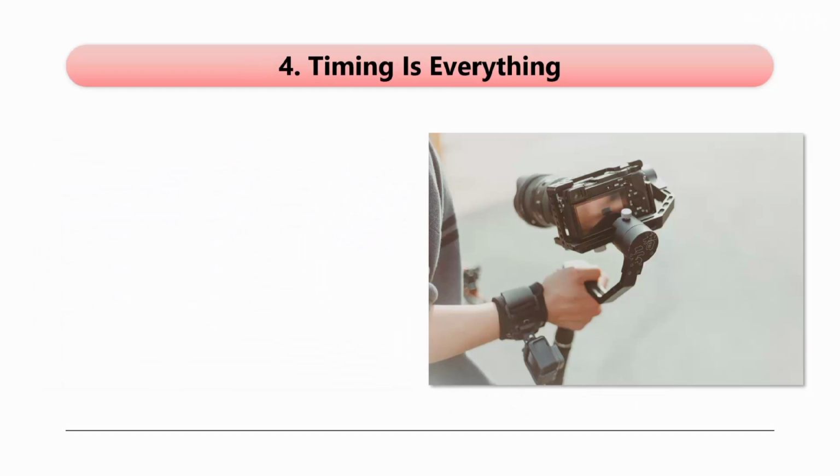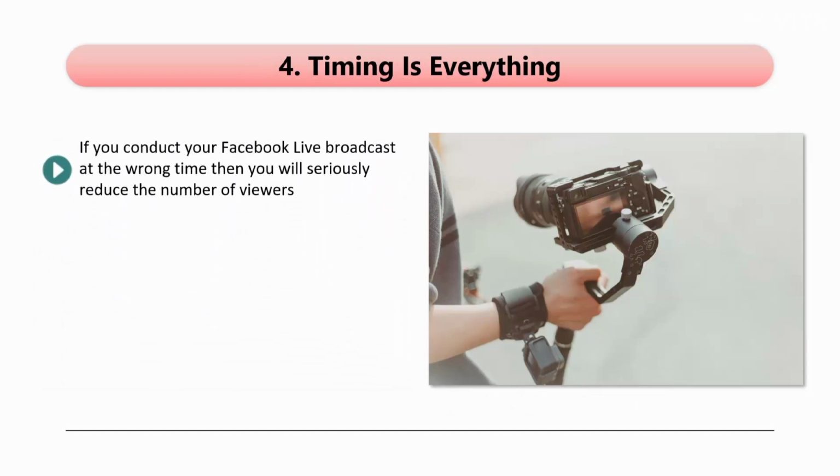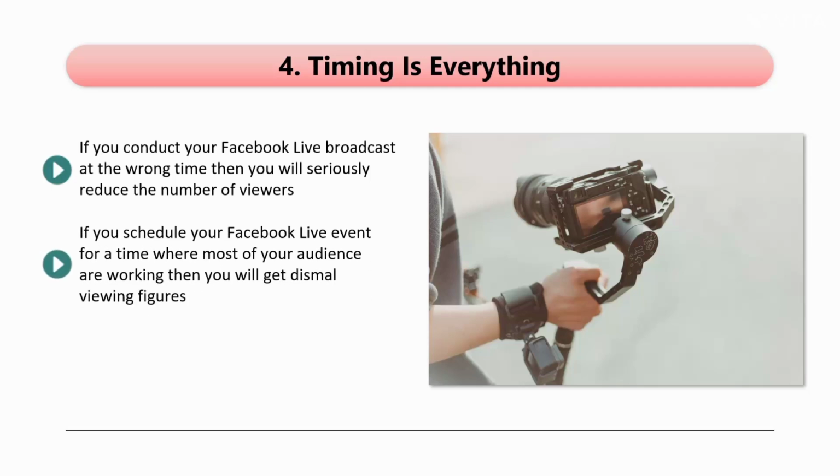4. Timing is everything. If you conduct your Facebook Live broadcast at the wrong time, then you will seriously reduce the number of viewers. You need to do your homework on where your audience are located and determine the best time for your event. If you schedule your Facebook Live event for a time where most of your audience are working, then you will get dismal viewing figures. The figures will be even worse if you hold your event when your audience are normally sleeping.